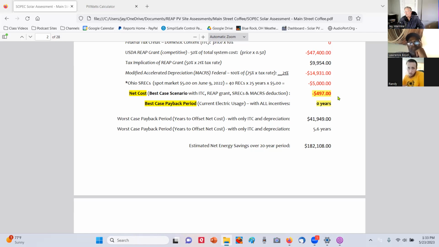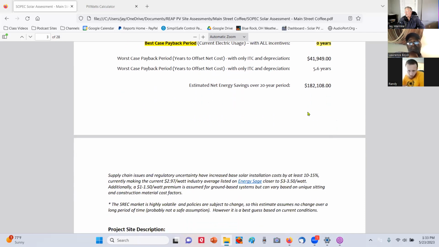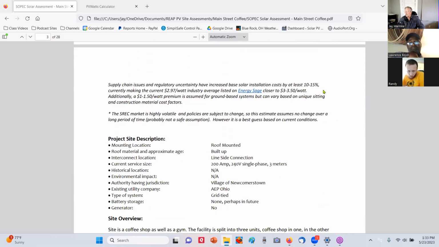$497. Now, one of the things about the PV Sketch system is you cannot end up with a negative number. So you might have to adjust things a little bit so it comes out slightly positive, like $38. But the real cost on this is going to be minus $497 under that scenario. Assuming they don't get the REAP grant, then you're looking at about a $42,000 investment, which is going to take 5.6 years to pay off. The estimated savings over time is $182,000.